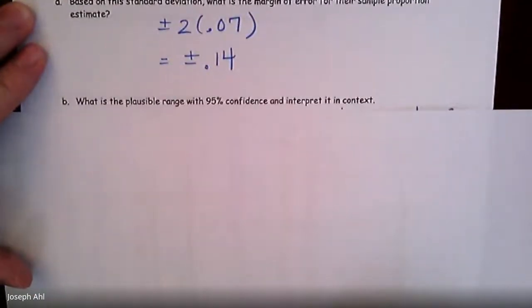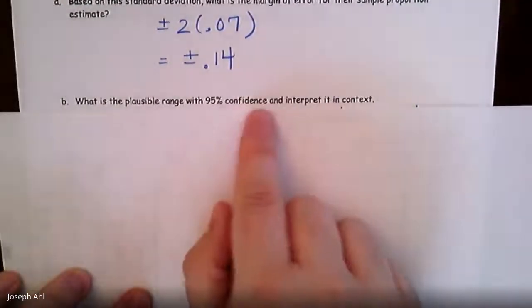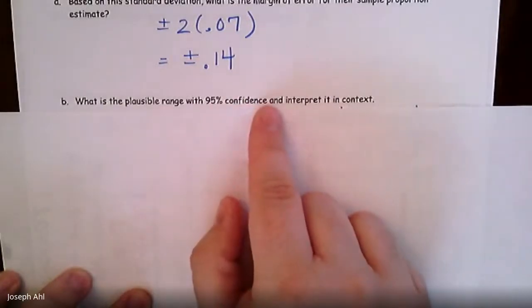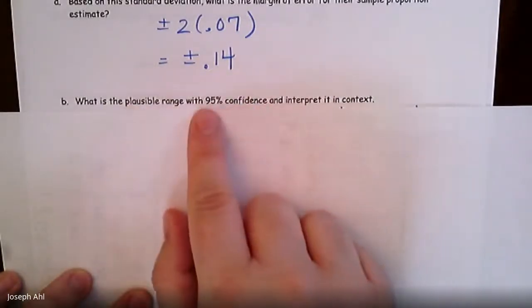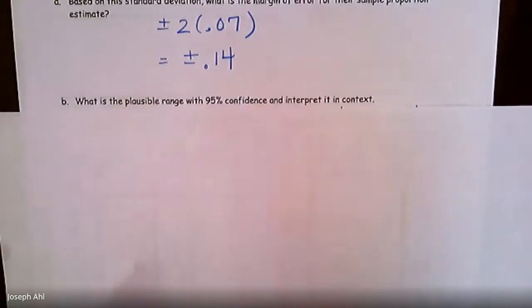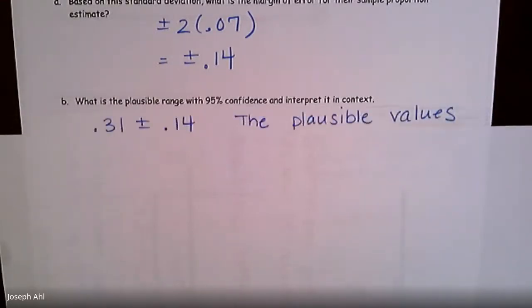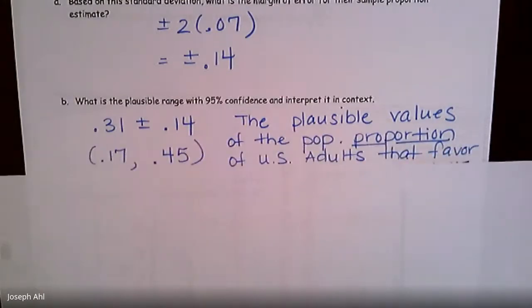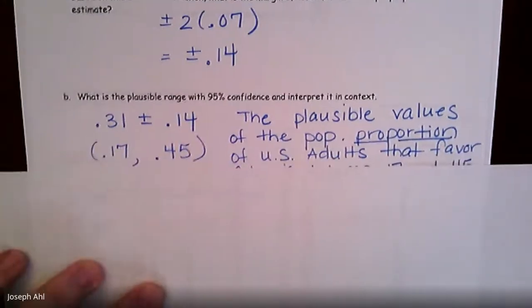Part B, what is the plausible range with 95% confidence? You might see that phrasing at times. Okay, so plausible range, 95% confidence. We can say with 95% confidence that we get something within that range because of the way we're doing our plus or minus 2 standard deviations. Okay, so that's going to be a range of 0.17 to 0.45.